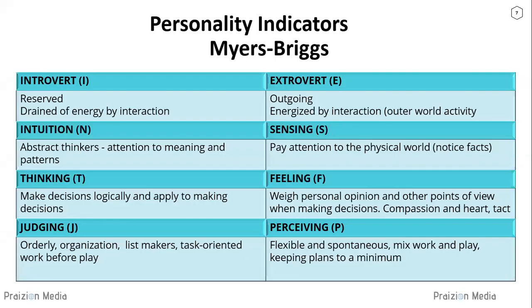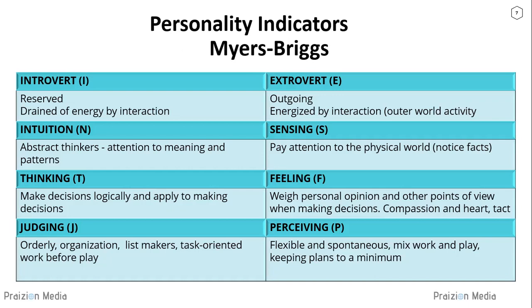An introvert is reserved, drained of energy by interaction. An extrovert is outgoing and energized by interaction, outer world activity. We say someone is intuitive if they're abstract thinkers, they have attention to meaning and patterns. Sensing is a category used to describe someone who pays attention to the physical world and those who notice facts. Thinking is used to categorize those who make decisions logically and apply decision-making and logical thinking in making a final decision. Feeling, F, weighing personal opinion and other points of view when making decisions.